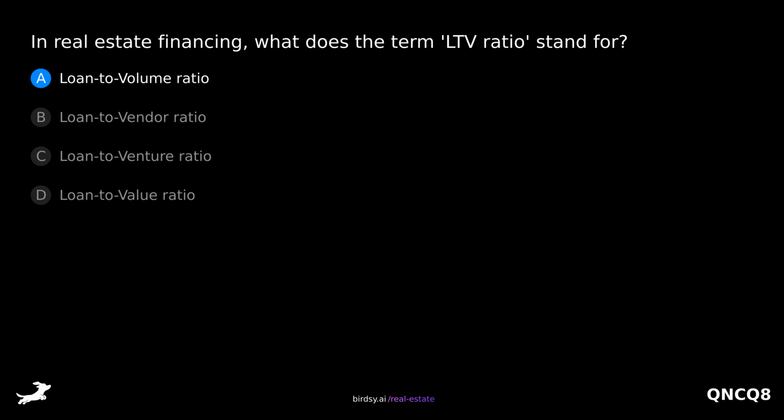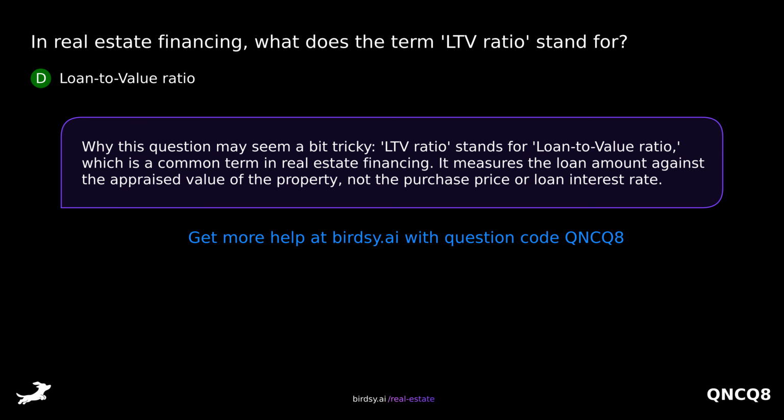In real estate financing, what does the term LTV ratio stand for? Is it A, loan-to-volume ratio, B, loan-to-vendor ratio, C, loan-to-venture ratio, or D, loan-to-value ratio? The answer is D, loan-to-value ratio. Why this question may seem a bit tricky. LTV ratio stands for loan-to-value ratio, which is a common term in real estate financing. It measures the loan amount against the appraised value of the property, not the purchase price or loan interest rate.